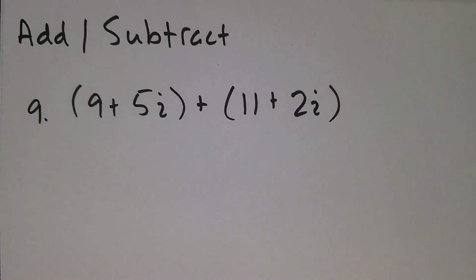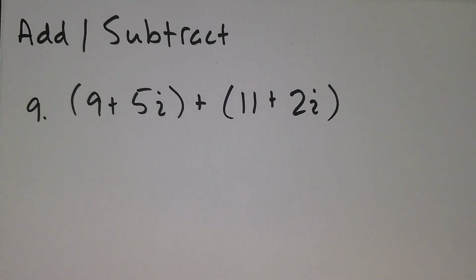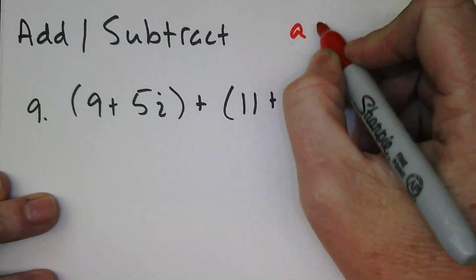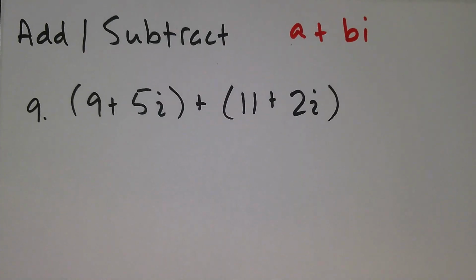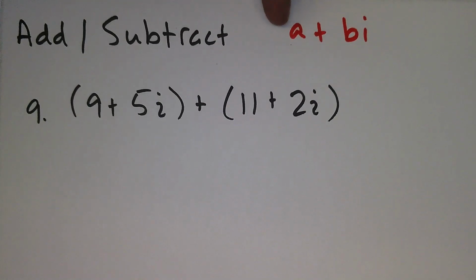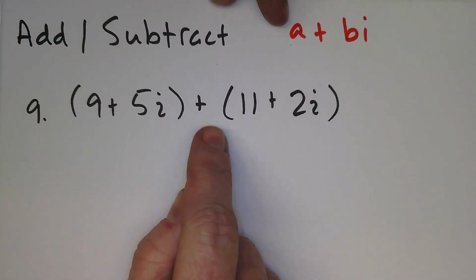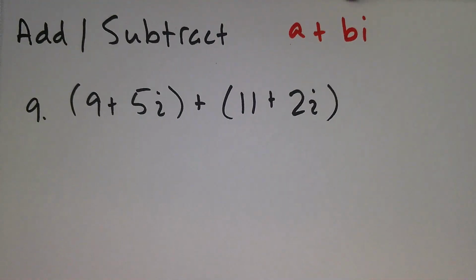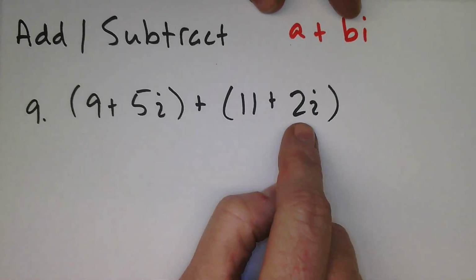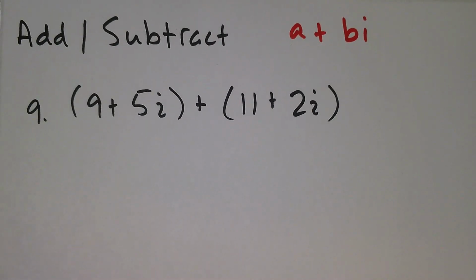Okay, what we're looking at here is to add or subtract these complex numbers. And I know they are complex numbers because they are taking the form a plus bi, where a is my real portion. So that's just going to be a real number like 9 and 11. And then these portions have an imaginary component like 5i and 2i. They're the imaginary pieces. So when I add or subtract, I'm really just combining my like terms.